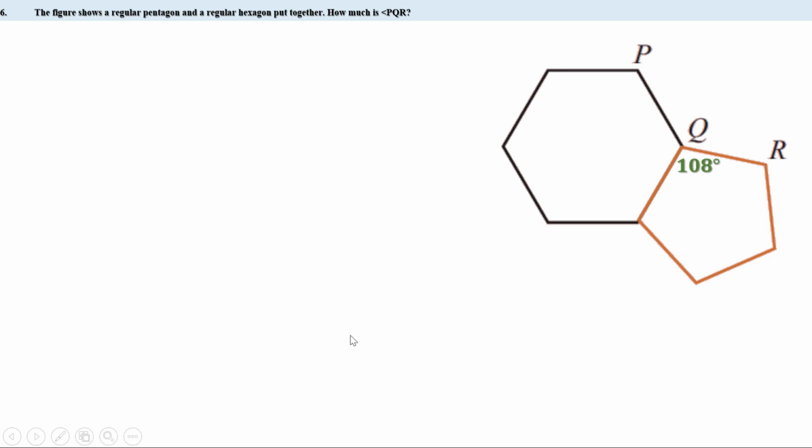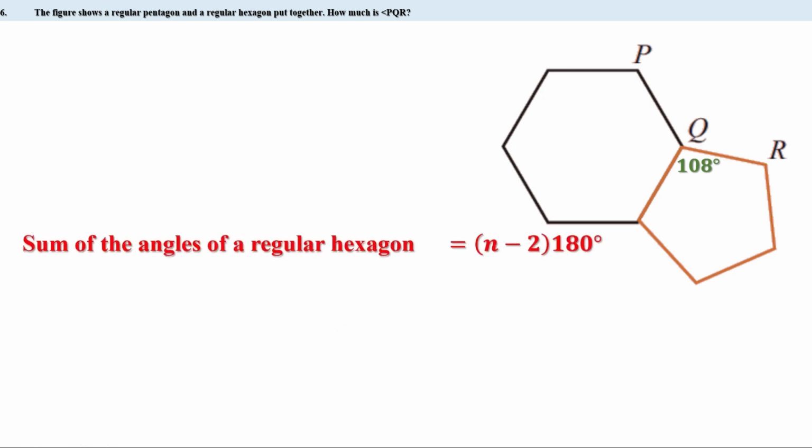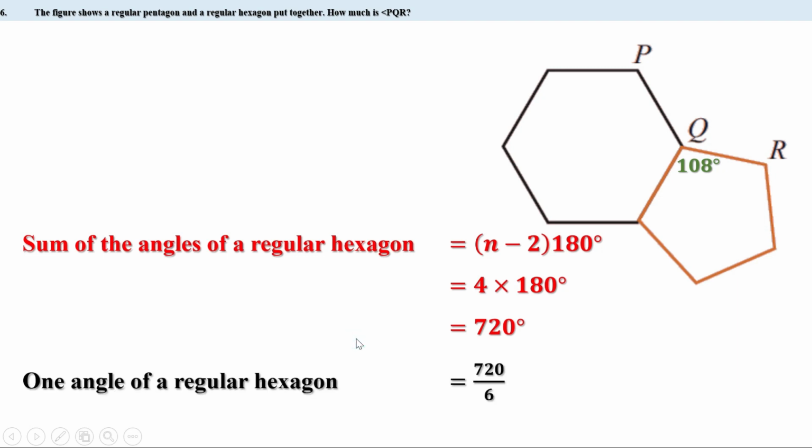Similarly, the sum of the angles of a hexagon is 6 minus 2 into 180, or 4 into 180. Multiplying, we get 720 degrees. There are 6 angles in a regular hexagon and each angle is equal. Therefore, one angle is 720 divided by 6, or 120 degree.